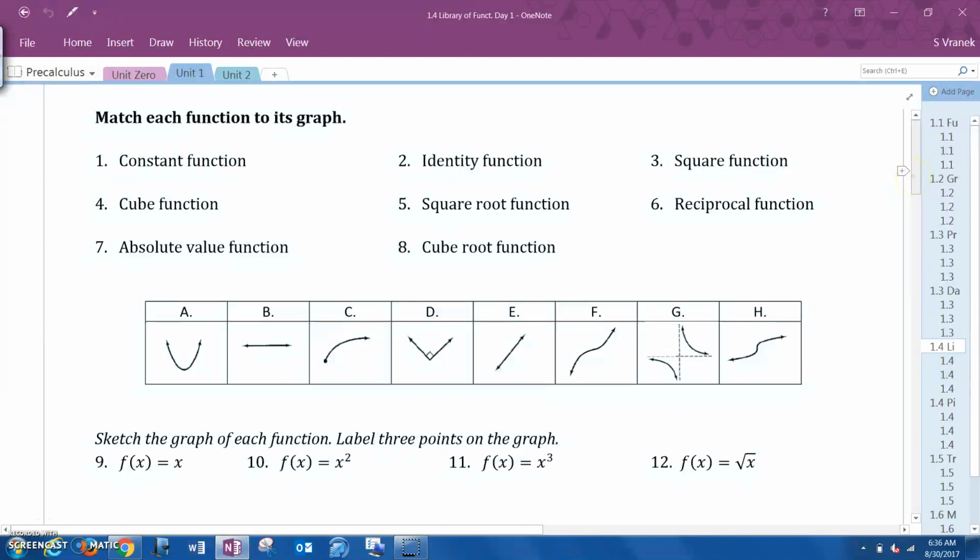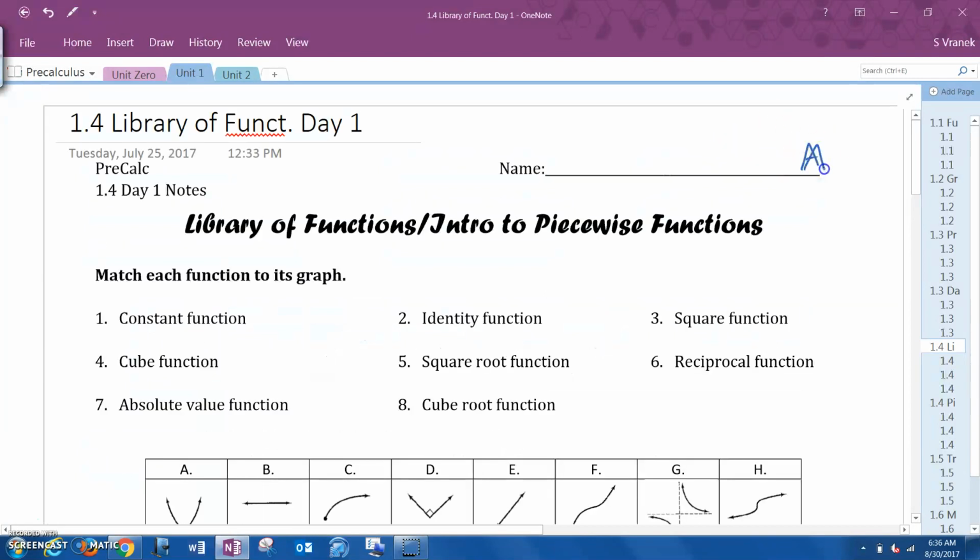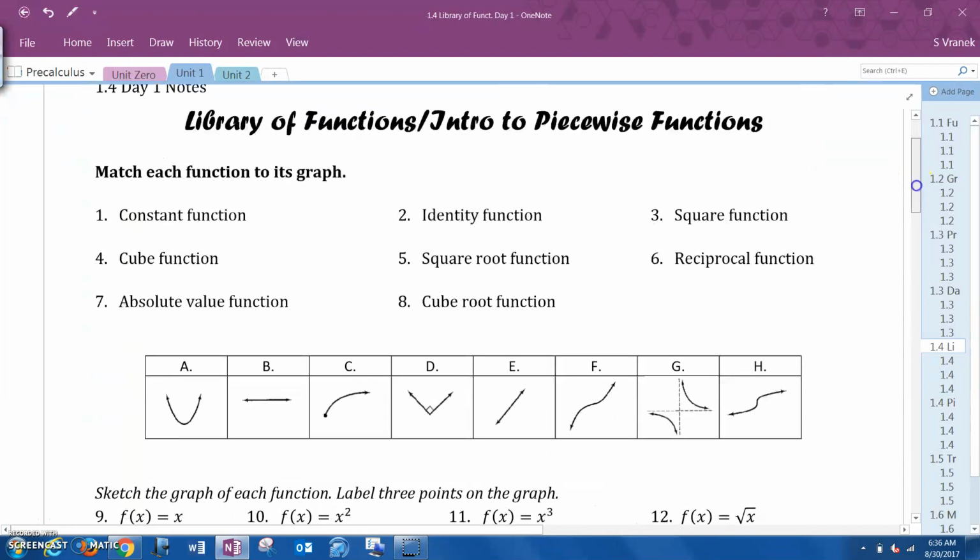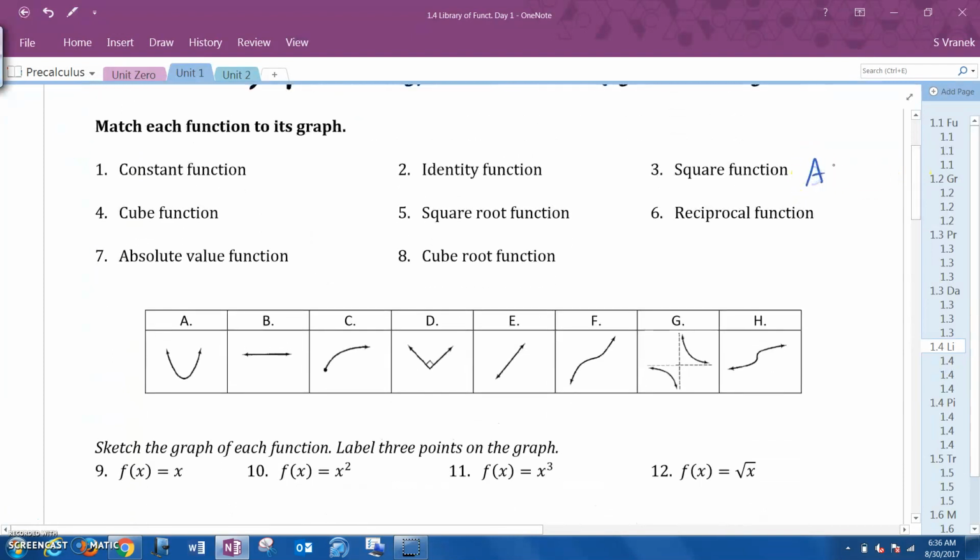So the first thing we have to do is match each function to its graph. Some of these you should be able to recognize right off the bat, such as letter A looks like a quadratic. Now a quadratic, if you don't remember, another word for that is a square function because it is being squared. It's a square function. So that is what it's the same thing as square.